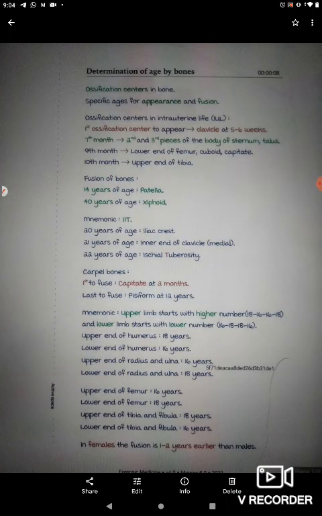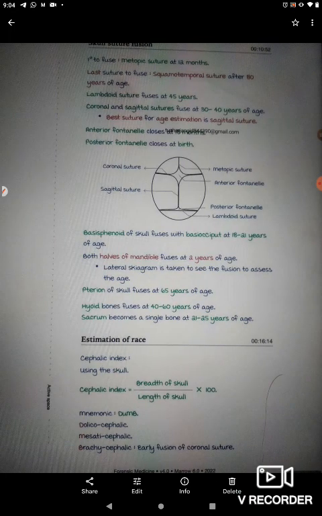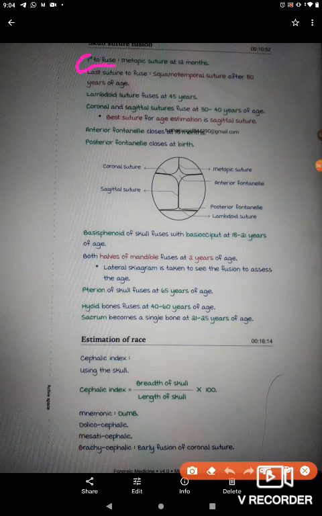So what was the trick for the 1, 7, 9 and 10 month? Now we see suture fusion. First to fuse is the metopic suture at 12 months, 1 year. Metopic suture is the first to fuse, and the last to fuse is the squamotemporal suture. It is in old age, after 80 years of life, that the squamotemporal suture fuses.